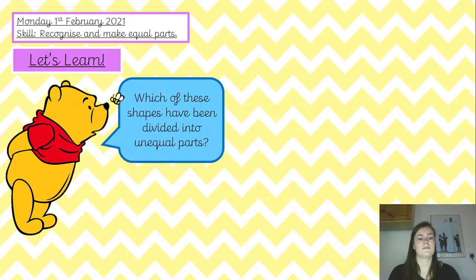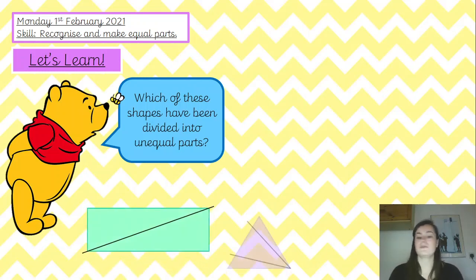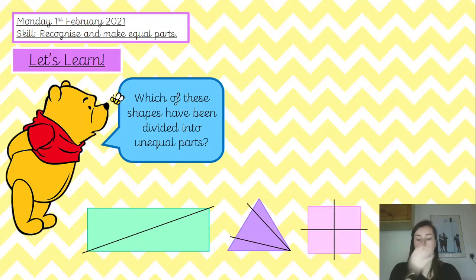Okie dokie. Right, I'd like you to have a go this time at looking at which shape has been divided into unequal parts. So if it's got that prefix un at the beginning, it means not equal, okay? So just a minute ago we were looking for equal, now you're looking for groups that are not equal. Pause the video and have a go at this.